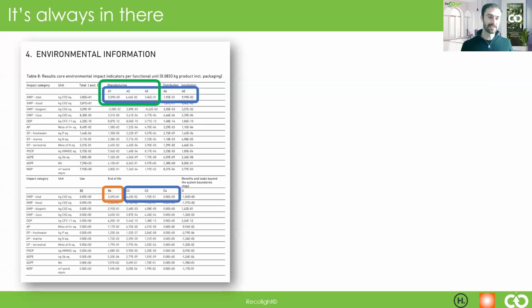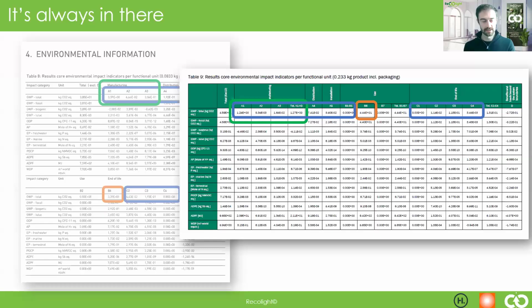I've said that EPDs are standardized, but unfortunately they don't all look the same. The information is always there, it's just that it could look more like this, or it could look more like this. That's an unfortunate nature of the EPD world, but the information is in there, as according to the standard, it has to be reported, and all of these different impact categories have to be reported.